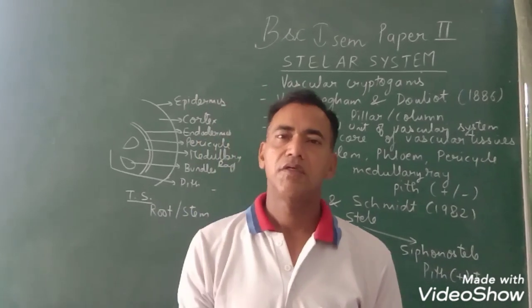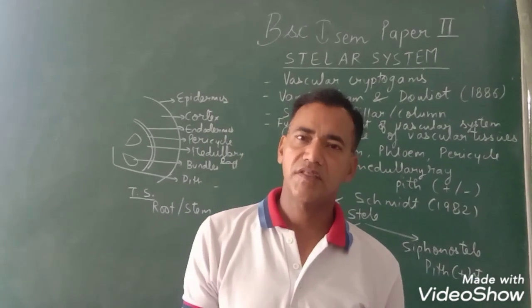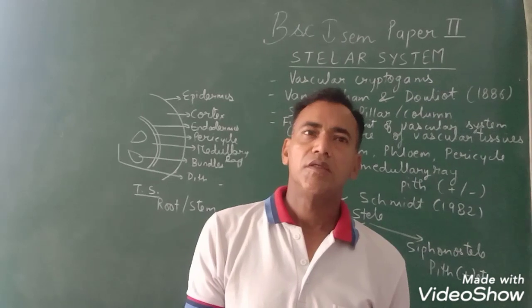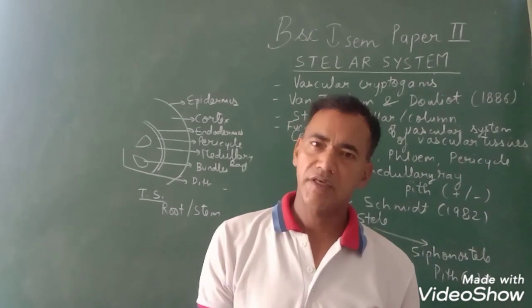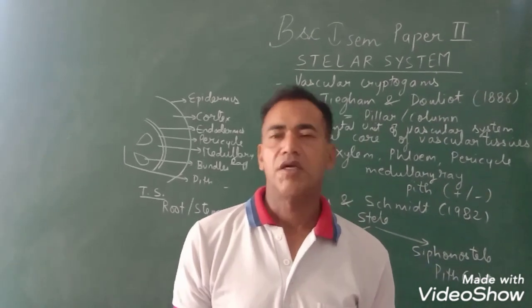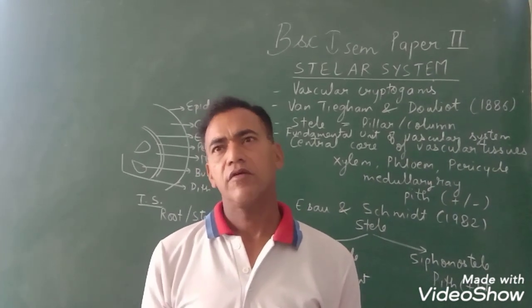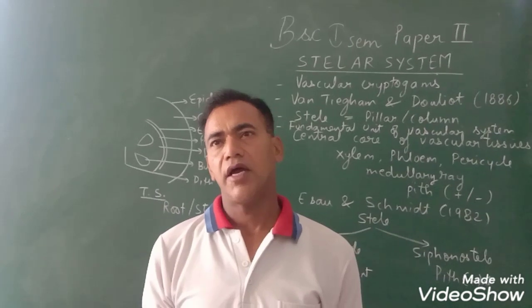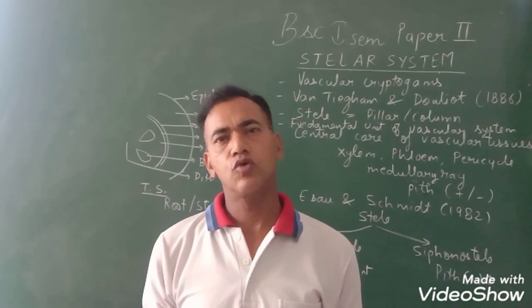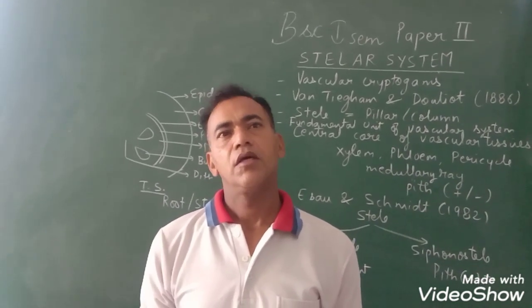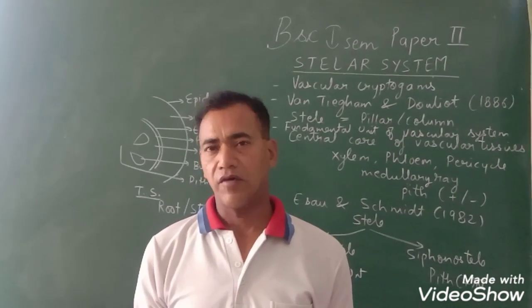Good morning friends. Today in this lecture we will discuss the stelar system. The stelar system originated in pteridophytes. Pteridophytes are a group of plants which have a sporophytic plant body, well differentiated into root, stem and leaves, but they do not bear flowers and fruits.